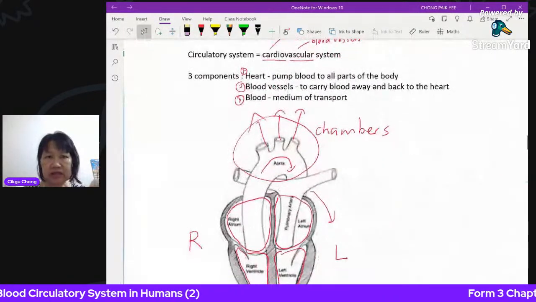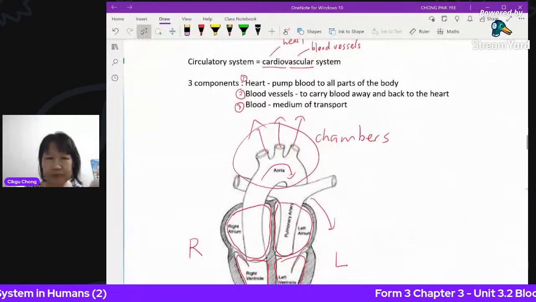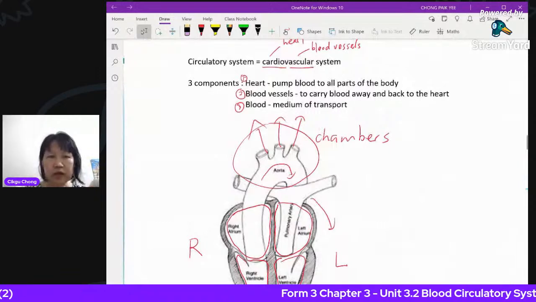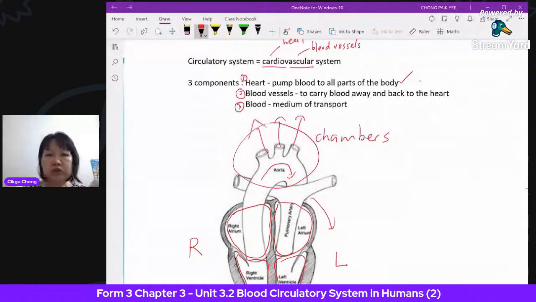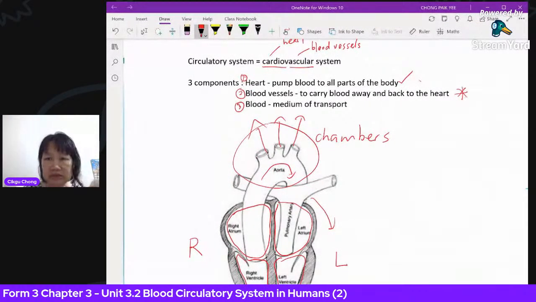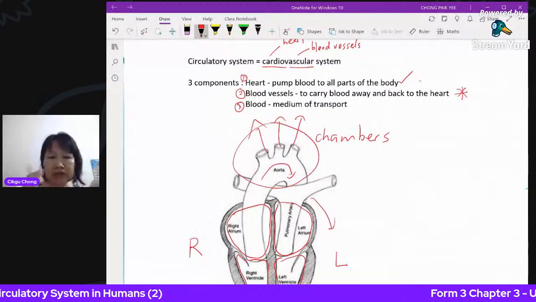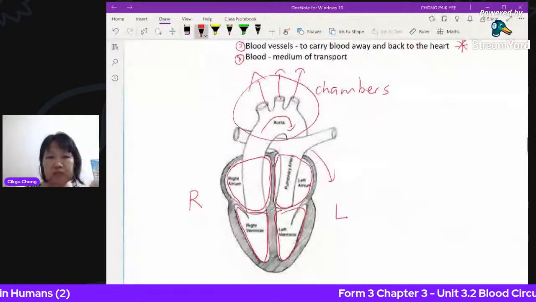The circulatory system has 3 components. We have just finished the heart. That day we just did the heart. So today we're going to do the blood vessels. This is today's lesson. Blood will be next week. So we have done the heart. Just before we go to the blood vessels, let's recap and revise a little bit more.